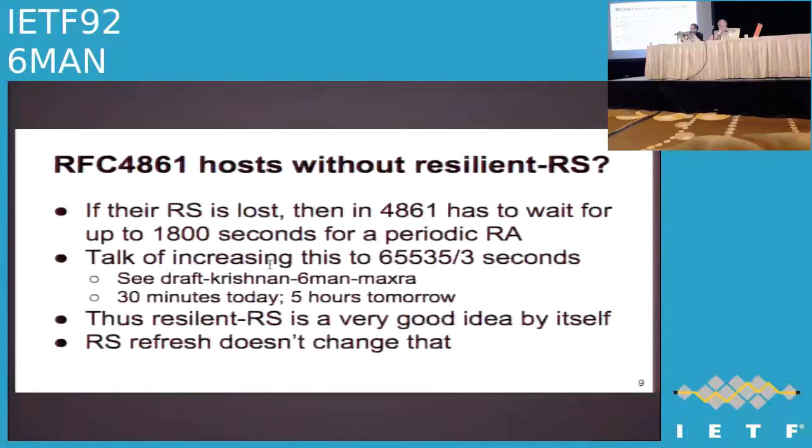Lorenzo brought up some good points on the list about what happens if you are a legacy 4861 host and your RS is lost? Well, this notion of having a bit that says whether or not you can do unicast RS refresh doesn't help, because the router would never see that. However, if you don't implement resilient RS, and you have packet loss that might affect your RS, the service you get from the network is rather poor. Today you might have to wait 18 minutes to get the next periodic RA. If we increase that timer to 18 hours or whatever, you might have to wait a long time. People are not going to be that patient. They're going to go somewhere else, right?